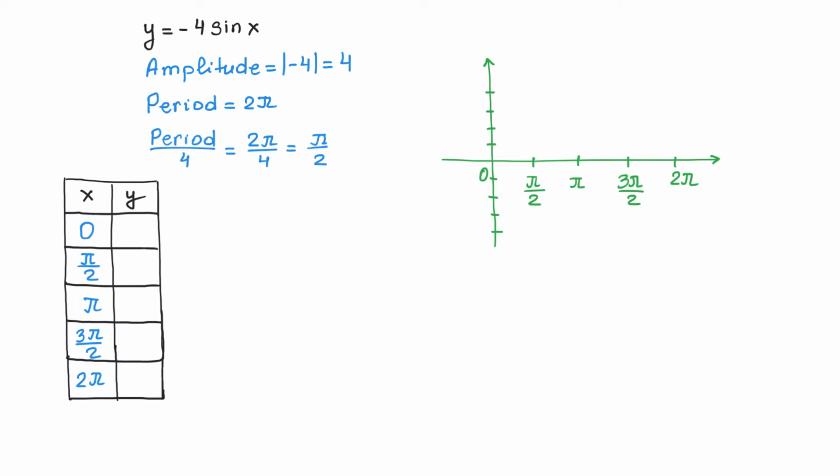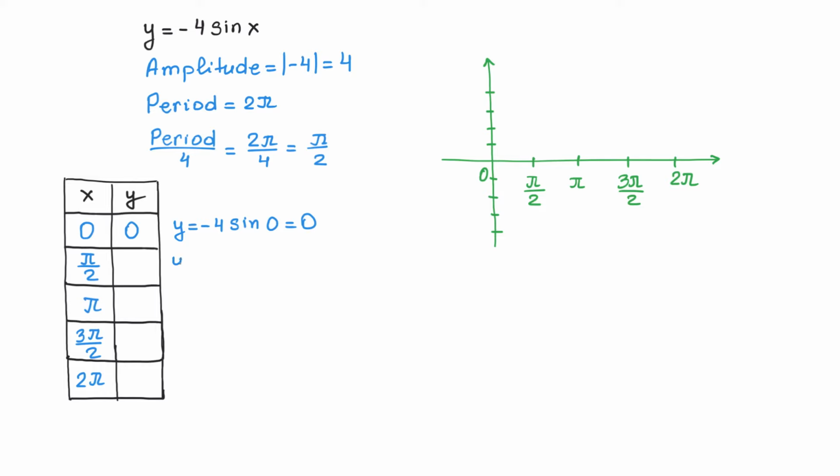Another way of finding the y-coordinates is to take each of these x-coordinates and replace them in the function. For example, when x is 0, y equals negative 4 sine of 0, which equals 0. To evaluate this, we can either use a calculator, and we have to make sure it is in the radian mode, or we can use the unit circle. Here, sine of 0 is 0, and 0 times negative 4 is 0. So then, in the table, when x is 0, y is also 0.